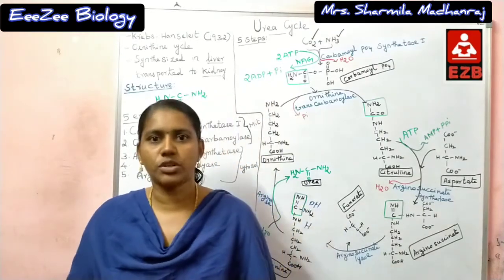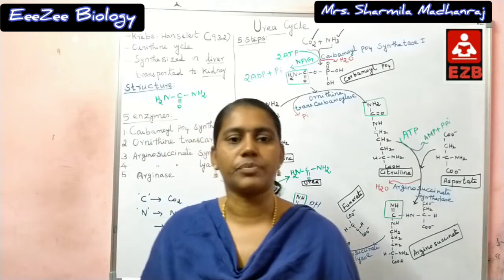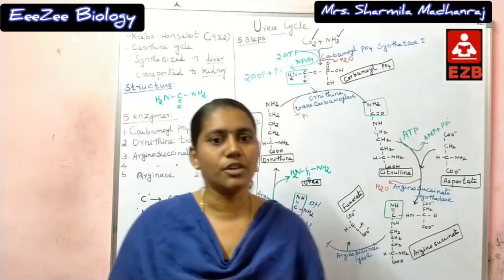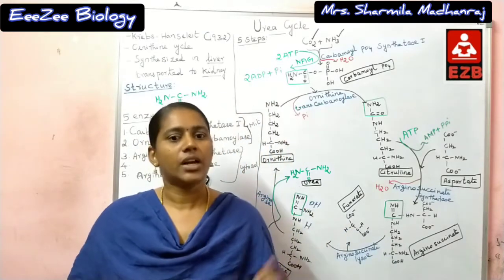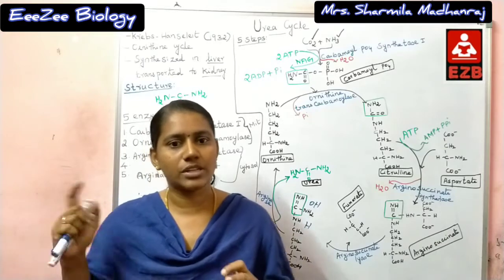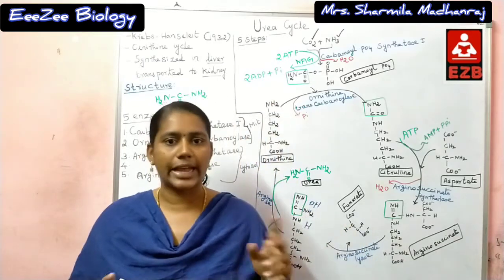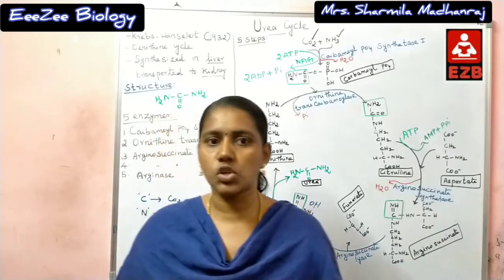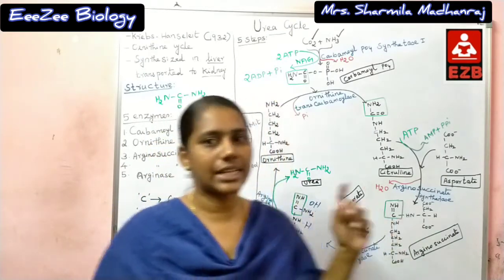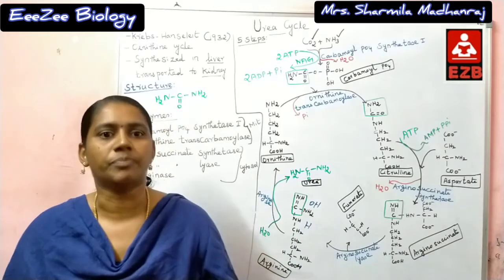Today we are going to discuss the urea cycle. The urea cycle is the first metabolic cycle. The cycle was discovered by Hans Krebs and Kurt Henseleit in 1932. So this urea cycle is known as the Krebs-Henseleit cycle.